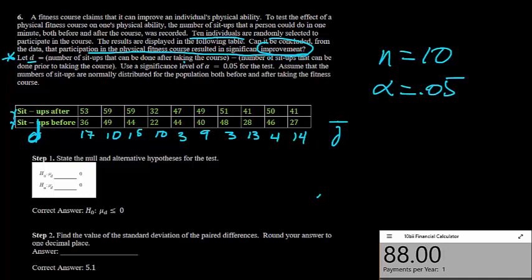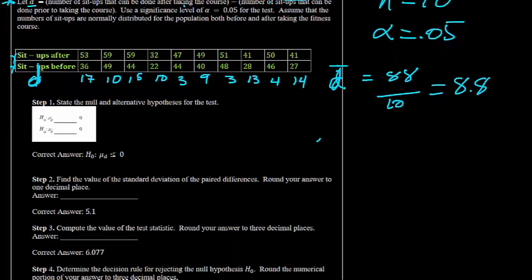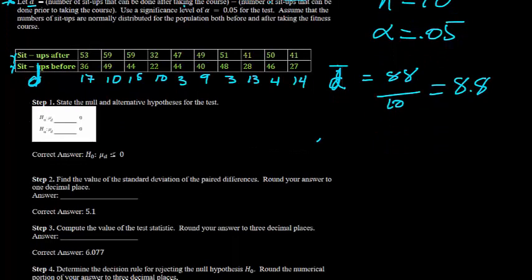88. So how many observations did I have? N equals 10. Let's count them. 1, 2, 3, 4, 5, 6, 7, 8, 9, 10. Very good. So this is equal to 88 divided by 10. So that's 8.8 is D bar. Kind of got ahead of ourselves there, but I wanted to show the differences before we started writing everything else. State the null and alternative hypothesis for the test.